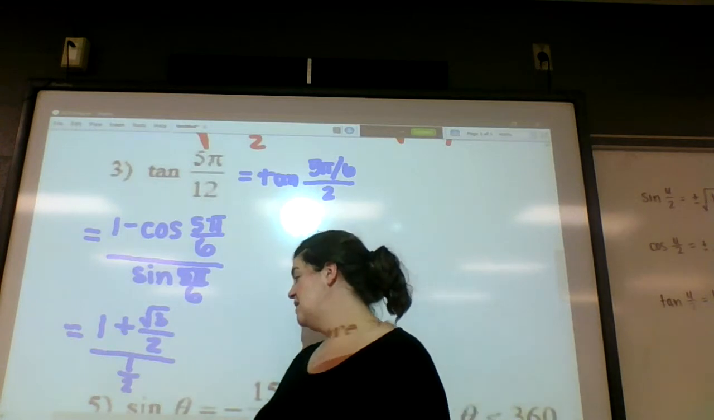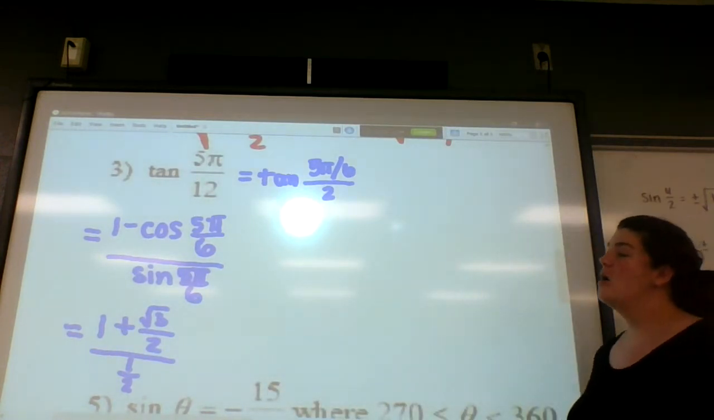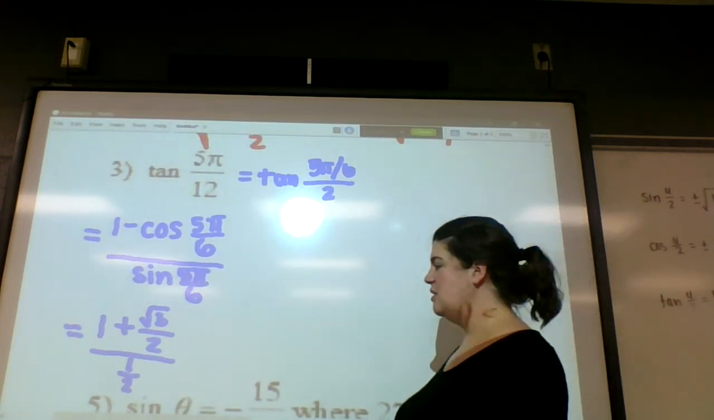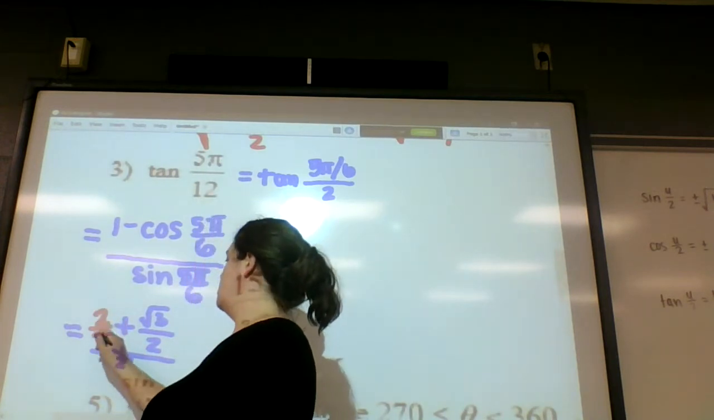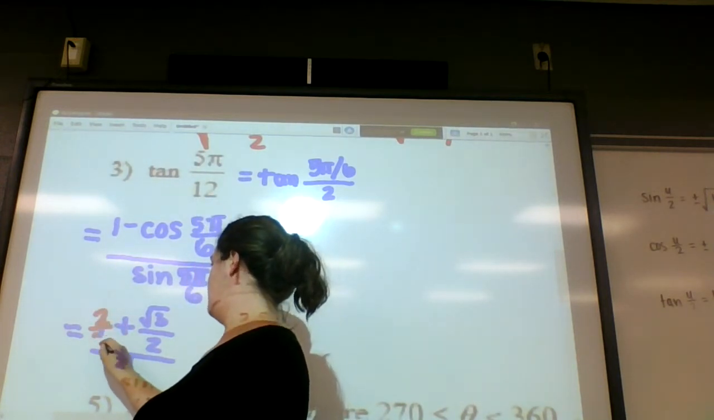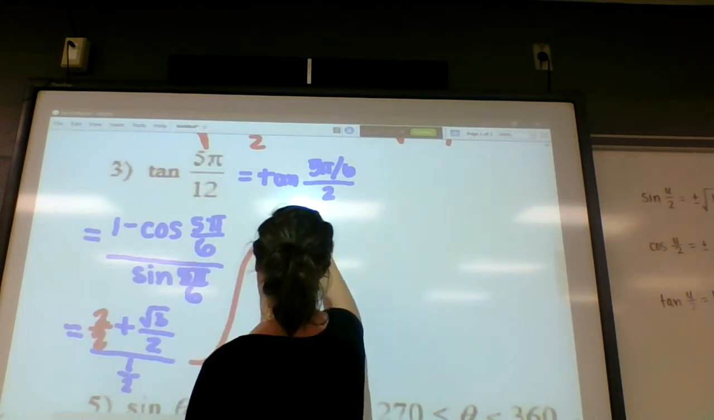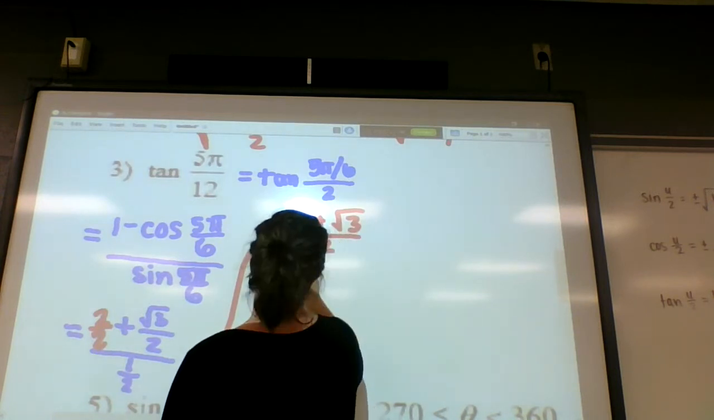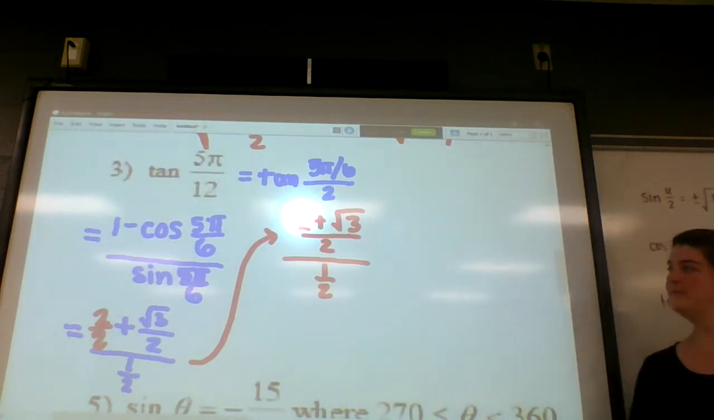And we do have to simplify this. And the nice thing is it simplifies literally the same way all the rest of them have pretty much. So take care of the numerator first, right? Add those together, get one fraction. So this 1 will become 2 over 2. And so what we'll have in the numerator is 2 plus the square root of 3, all over 2. And then the denominator you still have over a half, right?